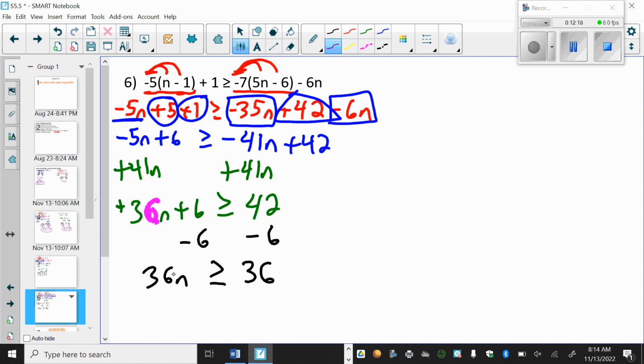I have 36 times n. I'm going to divide it by 36. That's going to leave me n is greater than or equal to 1.